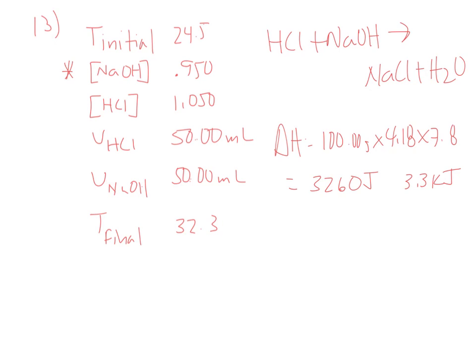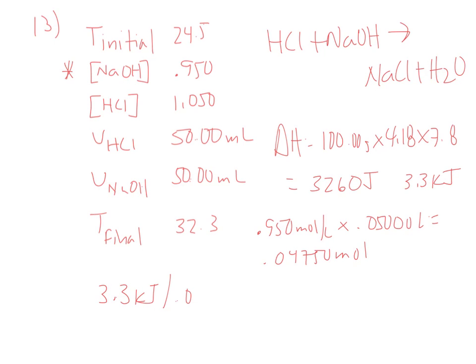When I look at it as far as moles, since the NaOH is going to be my limiting reactant, it's 0.950 moles per liter. That's the concentration. And my volume, 50 milliliters, is really 0.05000 liters. So my molar amount is actually 0.04750 moles. I can take the 3.3 kilojoules and divide by the 0.04750 moles used, which has way more sig figs than my kilojoules. When I divide that, I come up with a negative 69 kilojoules per mole. And again, it should be negative because neutralization is an exothermic process.